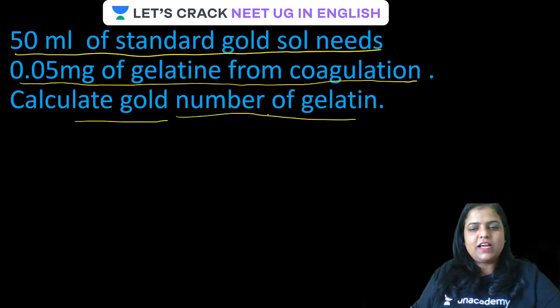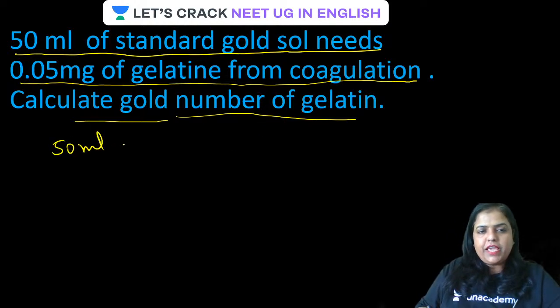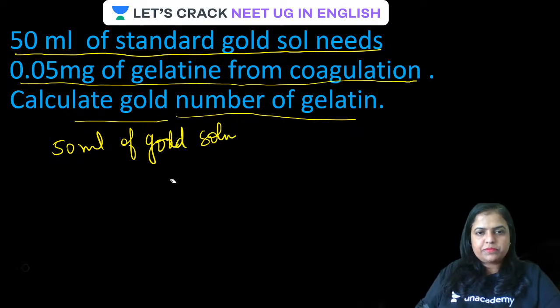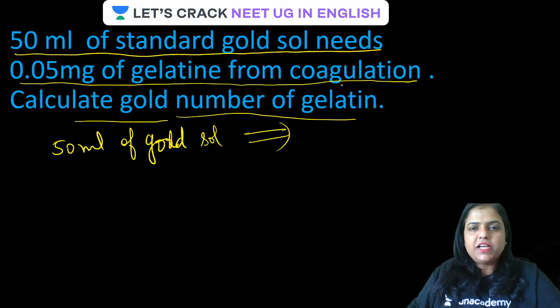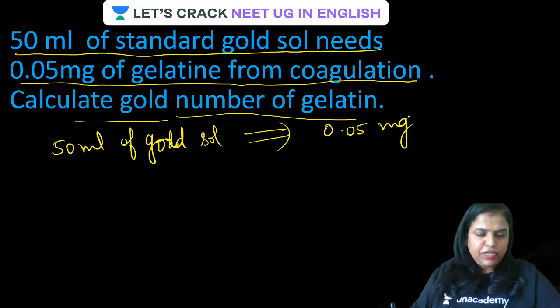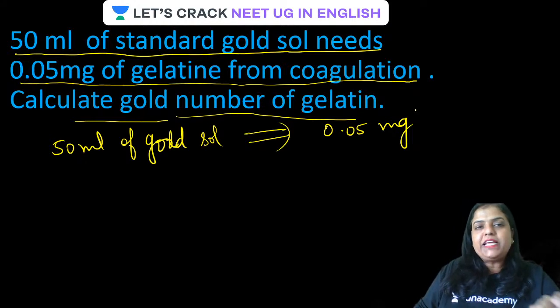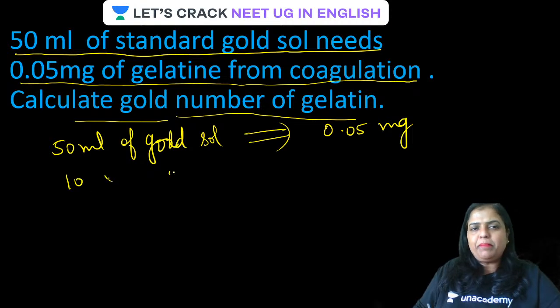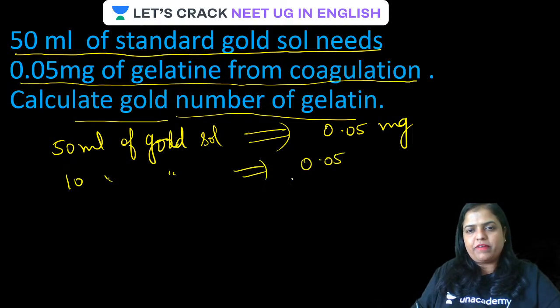Guys, it is very, very easy. See, 50 ml of gold salt requires 0.05 milligram of gelatin. And we know that for 10 ml, whatever milligram of lyophilic salt will be required will be the gold number. Simply find it out. 10 ml will require 0.05 upon 50 into 10, a simple unitary method.